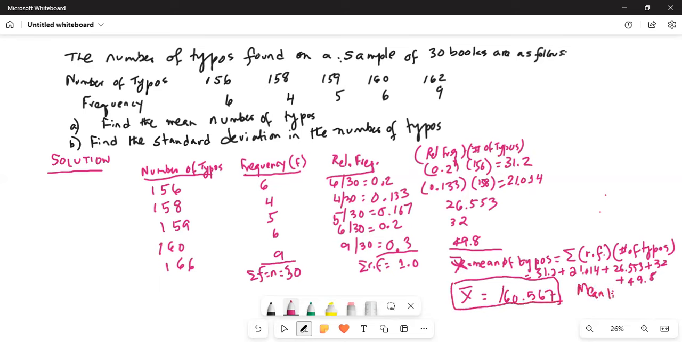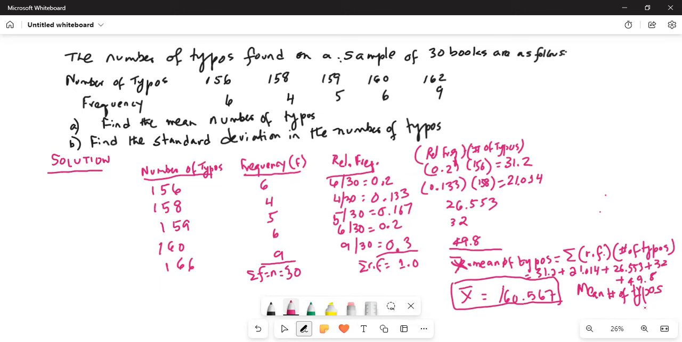Mean number of typos. So what did I do? I found, for each number of typos, the number of typos times relative frequency. I did it for all the number of typos, okay? And then added up the sum of the products of number of typos times relative frequency to get the mean of all the typos, which is 160.567. So that's part A, find the mean number of typos.